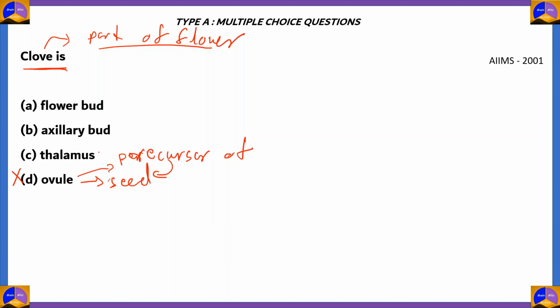What about option C, thalamus? If you've noticed the structure of a clove, again, this is a very crude representation. You can see that there is a long stalk present along with this weird arrangement. So this long stalk is the thalamus. So it isn't entirely thalamus, but the thalamus is a part of clove. So it will be the wrong answer because it isn't completely made of the thalamus of a flower. What about option B, axillary bud? Axillary bud forms shoots.